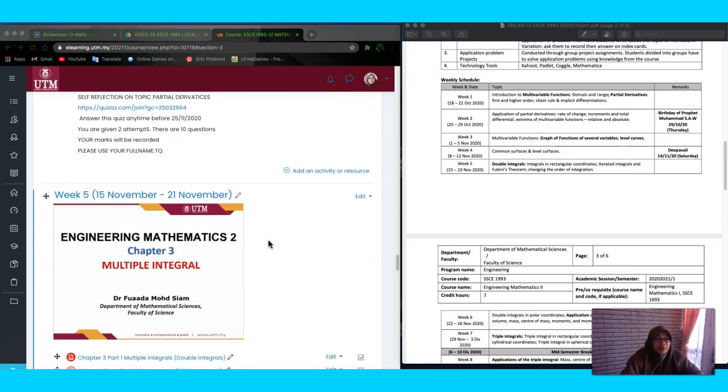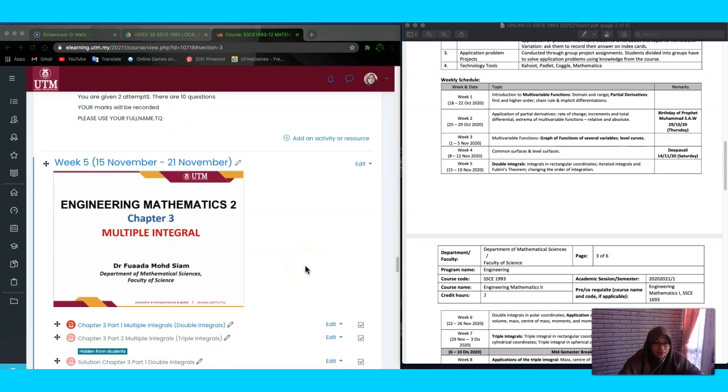Okay, so for this week we will start with the new topic, which is chapter 3. I will introduce how you can deal with multiple integrals. We call that multiple because it is no longer single integration where you integrate once, but you have to integrate twice and maybe a third time, just like what you have done for differentiation.